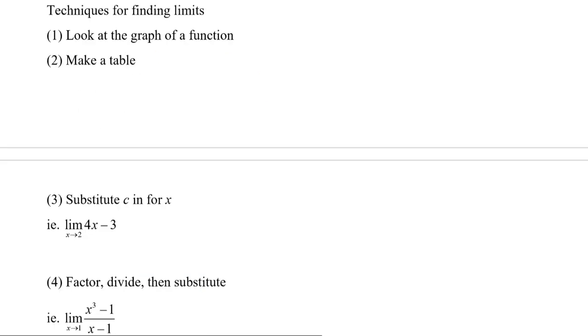So now we're going to look at a list of techniques for finding limits. The first two things on the list are what we used in the last lesson. We can look at the graph of a function to figure out its limit, or we can make a table of x values that get progressively closer to our c from the left and from the right. But now we're going to look at other things that we can do.